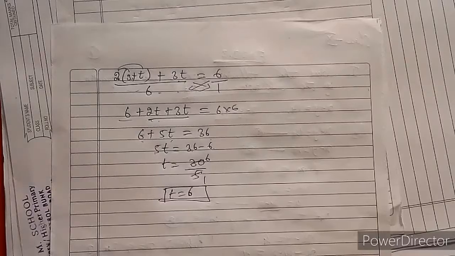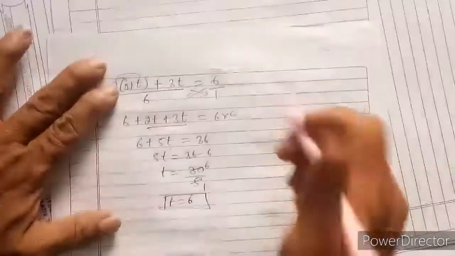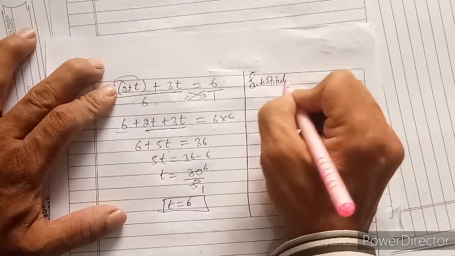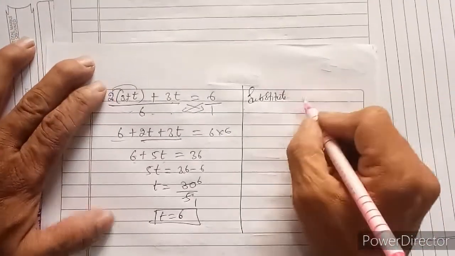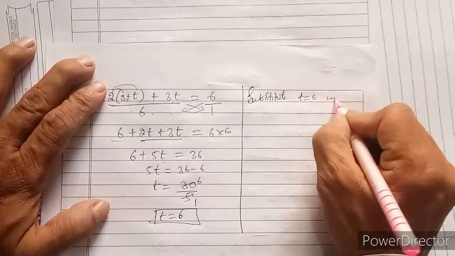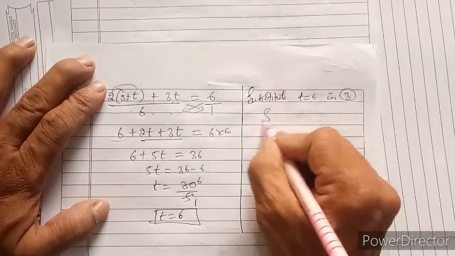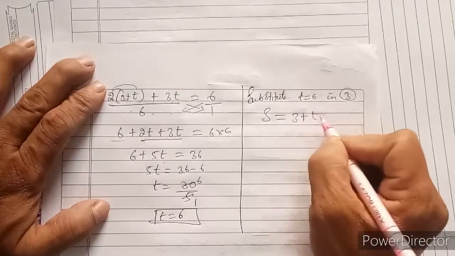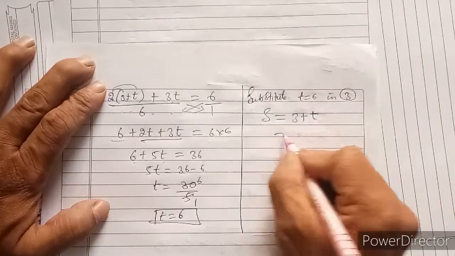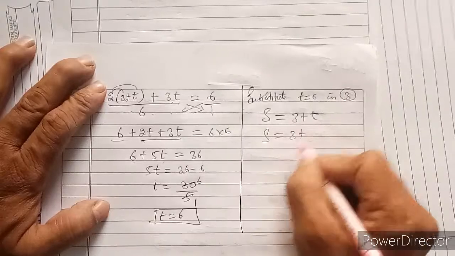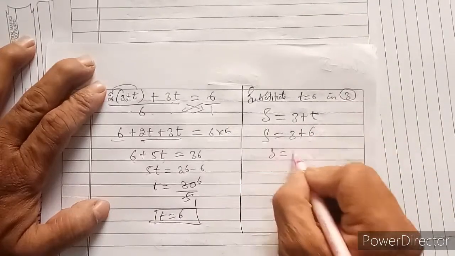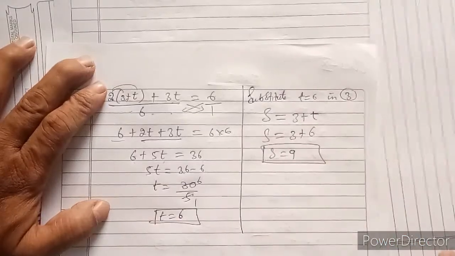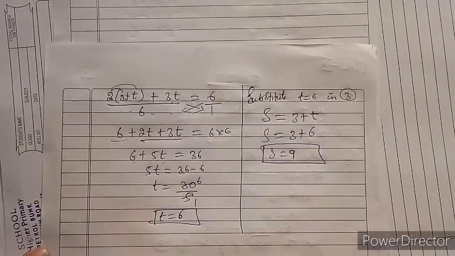We got the value of t, and now we need to find s. Substitute t is equal to 6 in equation 3. What is equation 3? s is equal to 3 plus t. With the value of t we got, 6, s is equal to 9. This is the solution of the second one. Got it?